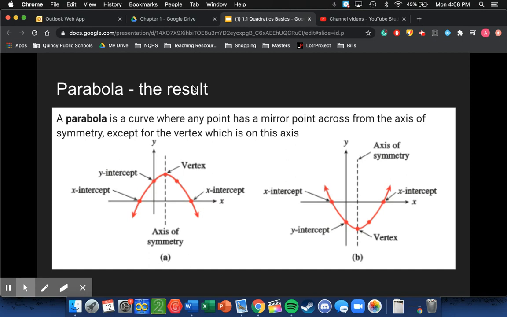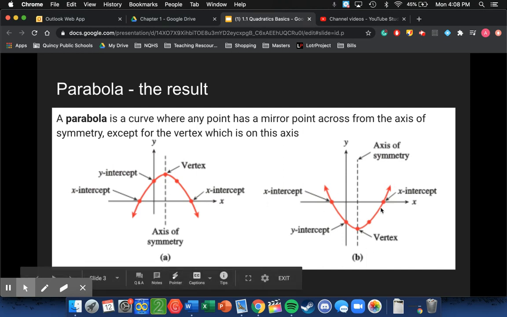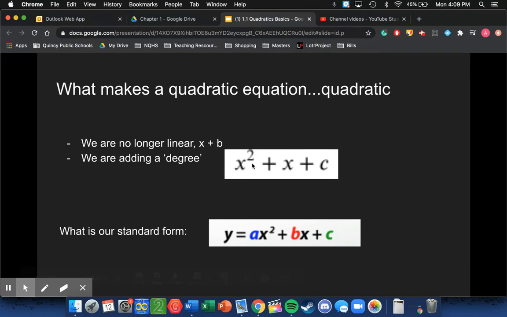So that's a lot of vocab words that I just threw at you. I want you to think about why the parabola happens. I think that's as important as understanding how to actually graph this. Why does the parabola occur? It's because I've added this right here.